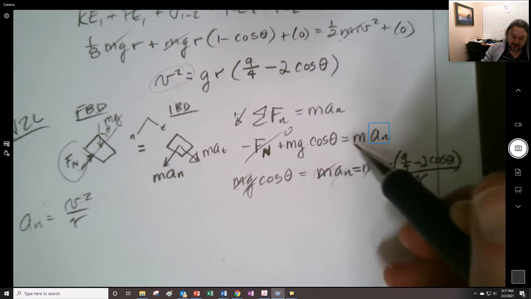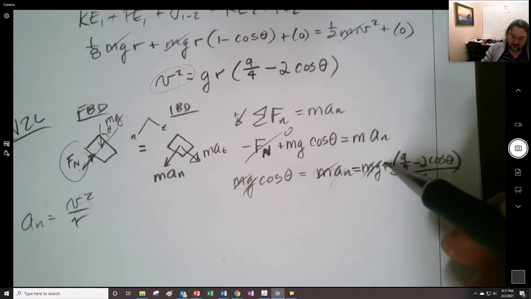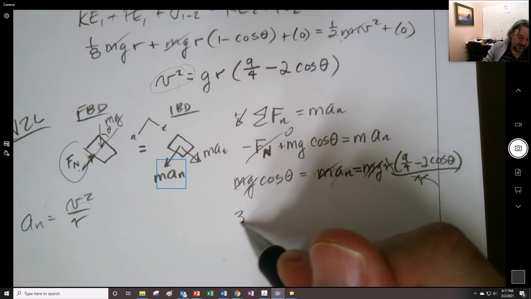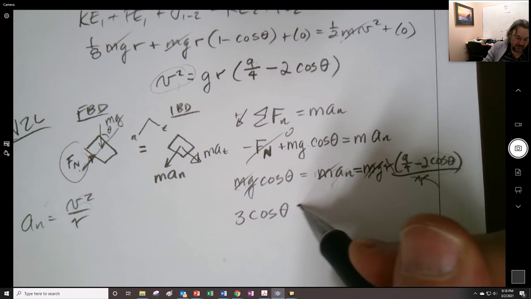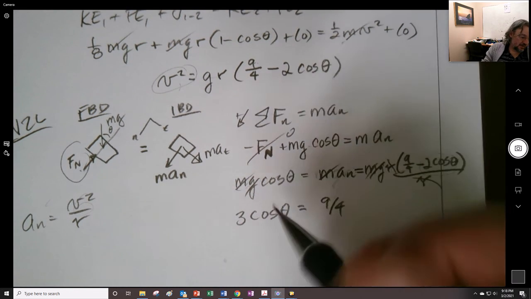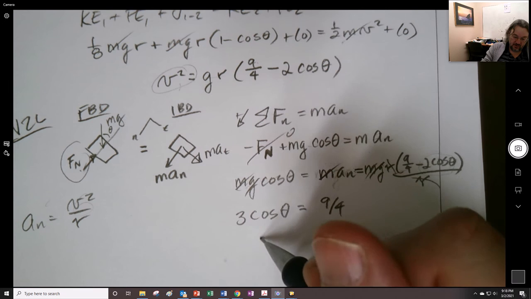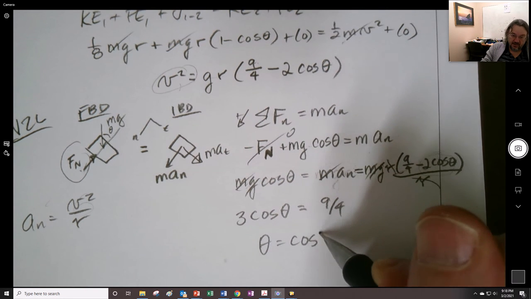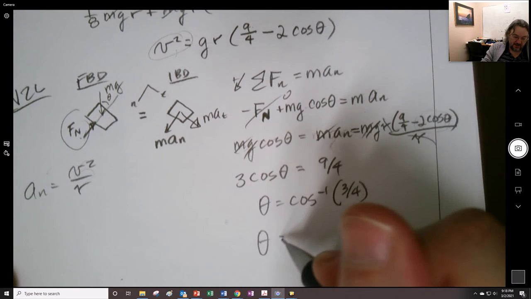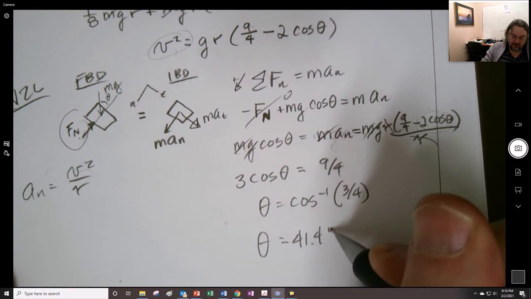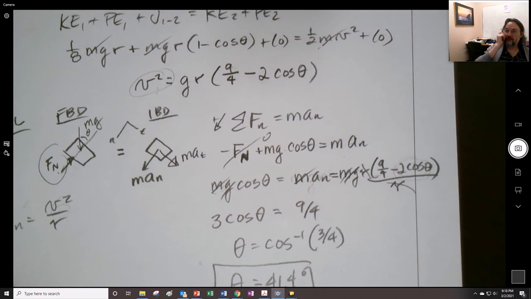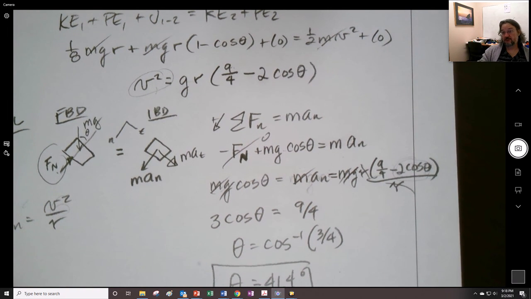So we had a g that goes away, a g that goes away, an R that goes away, and an R that goes away, and what we're left with is 3 times the cosine of theta equals 9/4. Whee! And so theta is equal to the inverse cosine of 3/4. Theta is equal to 41.4 degrees. It's exciting, right, that you're able to get this angle? Is it?